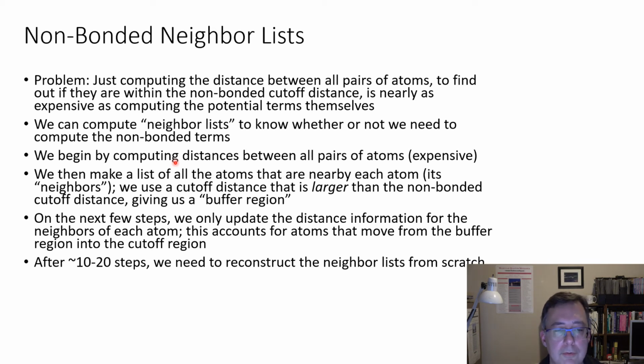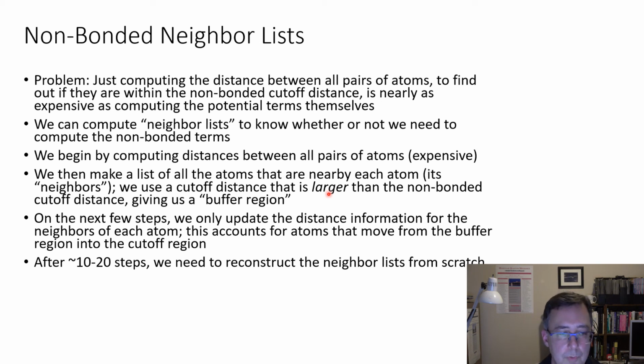So from that list of distances, I make a list of all the atoms that are nearby each atom. So for every atom, I say, who are my neighbors? Who's within a certain cutoff distance? And I use a cutoff distance that's larger than the one I need to cut off, say, my van der Waals terms. So that gives me what's called a buffer region, where if I want van der Waals interactions within 6 angstroms, maybe my neighbor list goes out to, who knows, maybe 8 angstroms. I'm making up some numbers, but I go out a little further than I really need to have a buffer region.